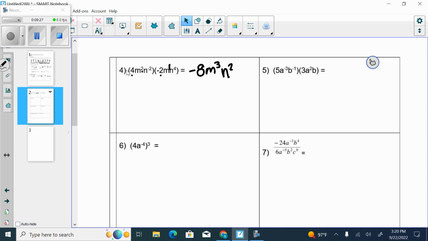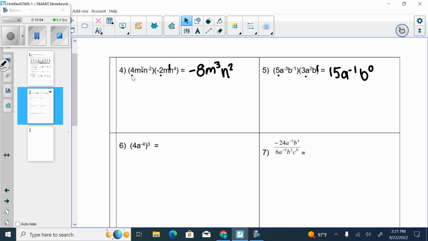Okay, let's look at number 5. Again, we're just multiplying. So I multiply my numbers. 5 times 3 is 15. And then what do we do with those exponents? Add them. So for a, I've got negative 3 plus 2. What's negative 3 plus 2? Negative 1. So I have a to the negative 1. Now let's look at b. We've got negative 1 here, and what's this one? Just a 1. So what is negative 1 plus 1? 0. Very good. So I got b to the 0.